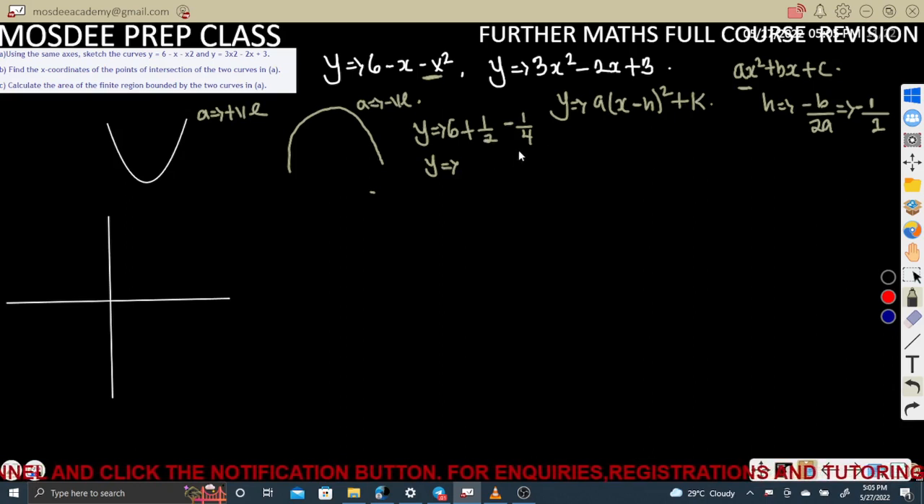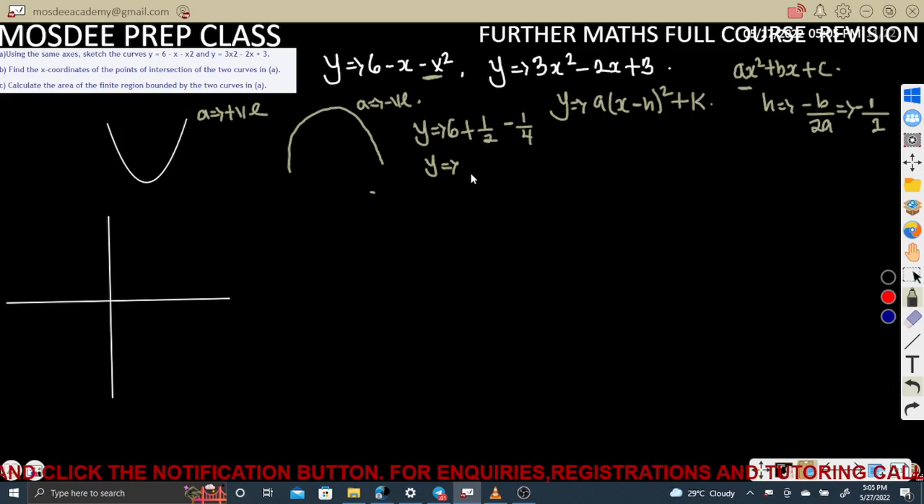To solve, LCM is 4. You can do it with your brain. You don't wait for me or your teachers to solve questions. This is just saying 2 minus 1, that is 1 over 2. LCM is 4, 2 has 2 minus 1, that is 1 over 4.